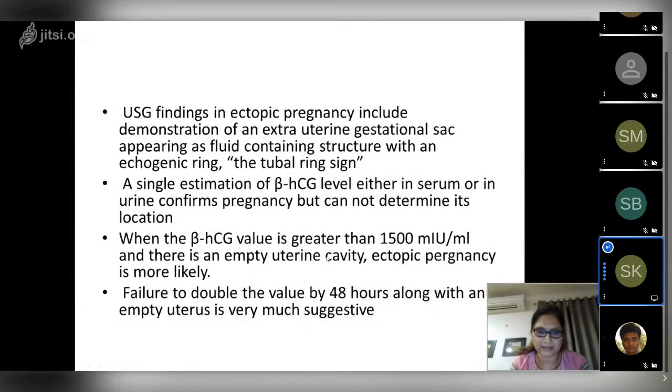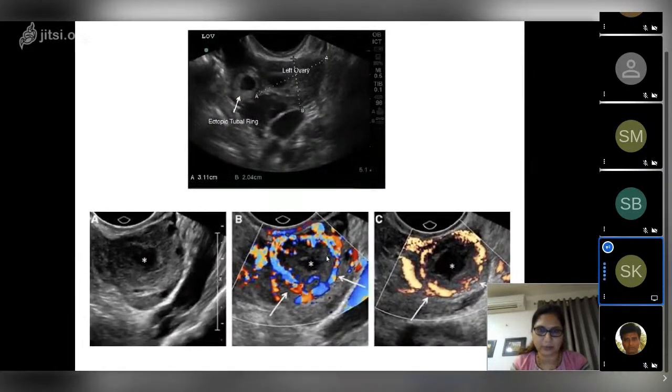As I discussed, these are all the options we discussed and how we can identify the right and the wrong statements. Another important sign in ectopic pregnancies is the tubal ring sign, or the ectopic tubal ring sign. In this picture, you can see an adnexal picture. You can see the left ovary. How can you say that this is the left ovary?